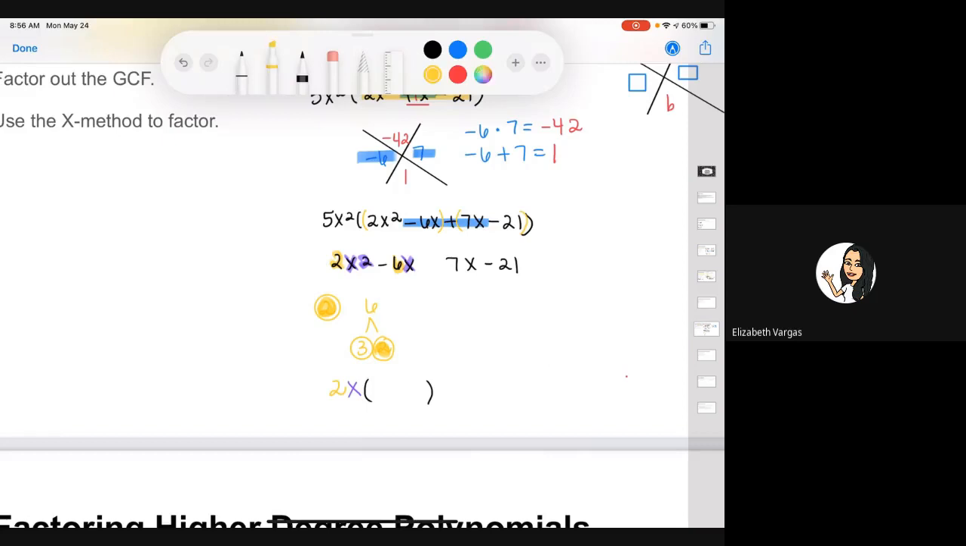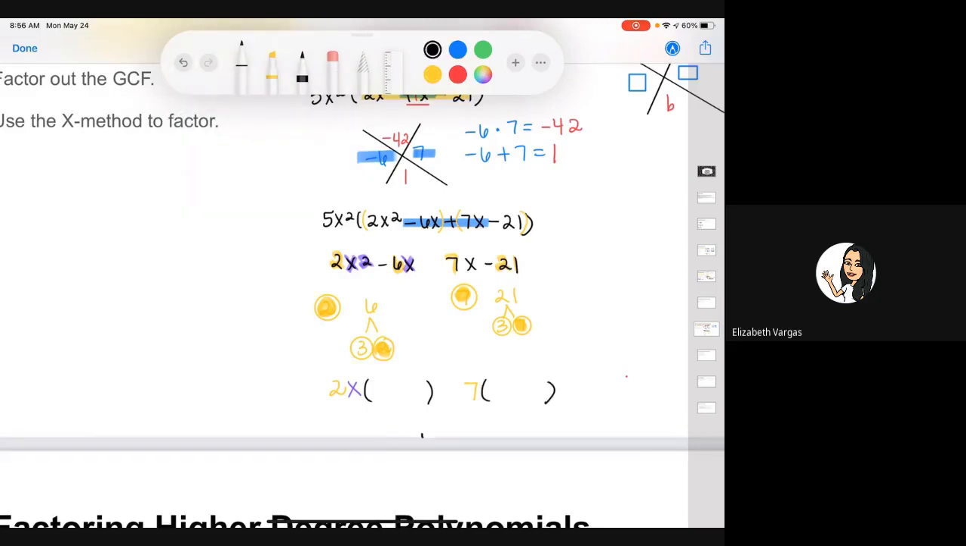Now let's look at the next one. There are 2 whole numbers, 7 and 21. 7 is actually a prime. What do they have in common? They have that 7 in common. I'm going to factor that out. They don't both have x's, so I'm not going to factor that out any further.